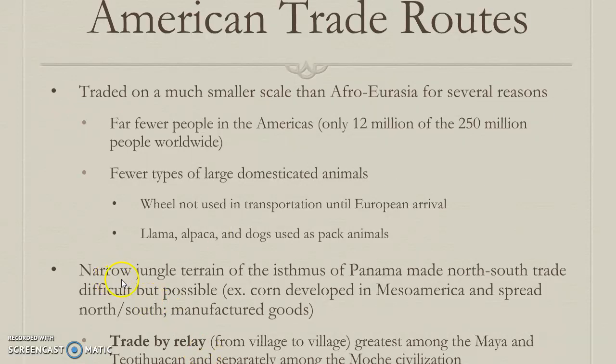The other thing to keep in mind is that the jungle terrain in Panama, which connects North and Central America with South America, was so narrow and dense, it was hard to get through. Was it impossible? No, because obviously corn developed in Mesoamerica and somehow spread south. And some manufactured goods did too, but it was very, very limited.